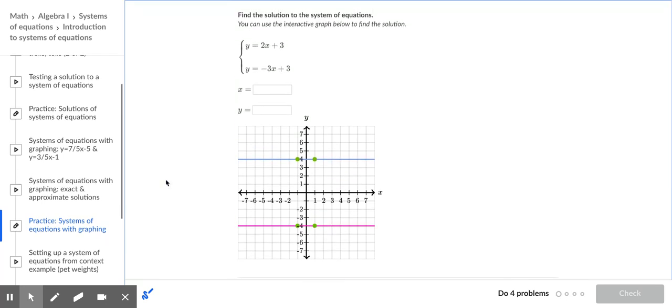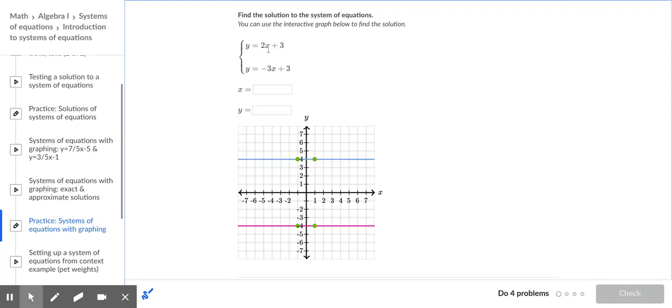All right, so let's talk about graphing. If I'm given a system and asked to find the solution to the system by graphing, then I have to graph each one separately and then see where they cross. The point where the two graphs cross is my solution.